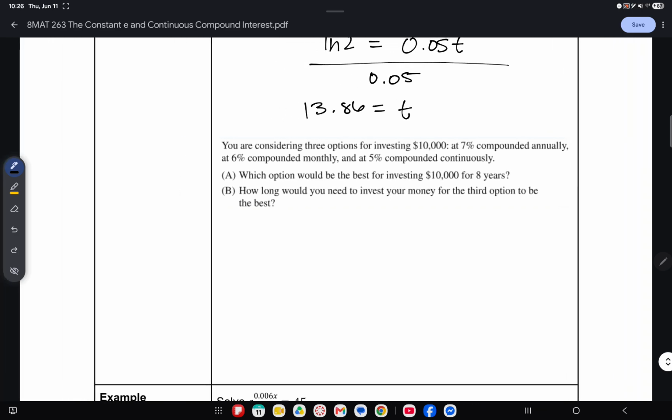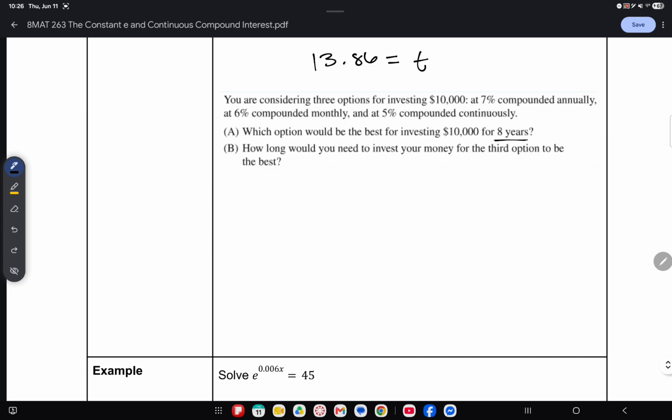Let's get a few more. You're considering 3 options for investing 10 grand. We got 7% compounded annually, 6% compounded monthly, and 5% compounded continuously. Which option will be best for investing for 8 years? And then how long would you need to invest your money for the third option to be the best? So that's a lot of questions there.